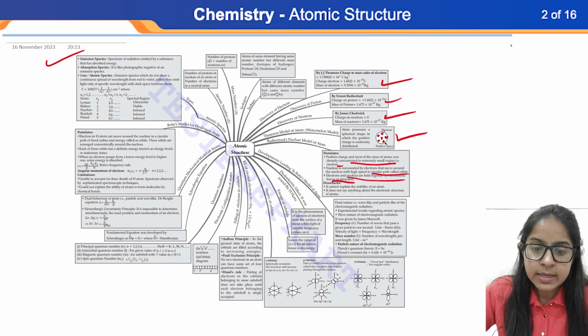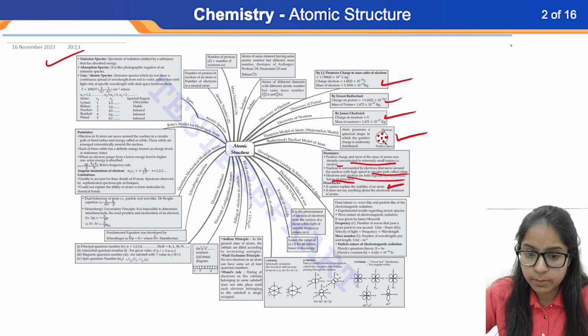Now the drawbacks: it cannot explain the stability. Like I told you, Maxwell explains that if a particle rotates around a nucleus, around another charge, then the stability cannot be explained. It also doesn't say anything about the electronic structure of the atom, because electronic structure cannot be explained by the Rutherford atomic model. So we have covered this.